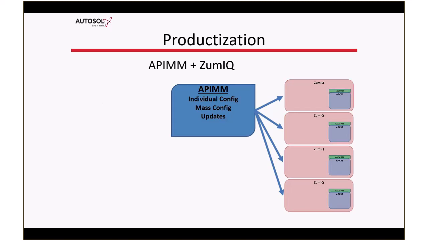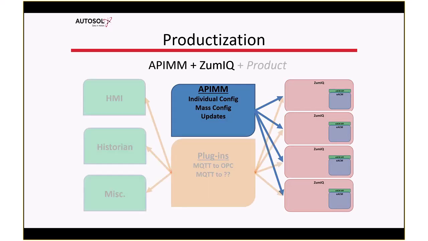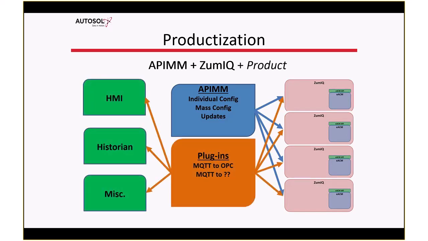And it lets you do individual configuration of eACMs that are deployed in the field. You can also send software updates and do licensing. There's also the capability of mass configuration of multiple eACMs. And of course, there's always the option to create other plugins between the MQTT data that we're getting from eACM and any other process you may need.